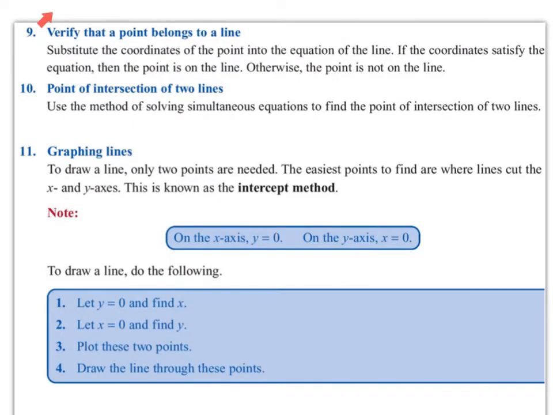9. Verify that a point belongs to the line. Substitute the coordinates of the point into the equation of the line. If the coordinates satisfy the equation, then the point is on the line. Otherwise, the point is not on the line. So basically, if you get equal to 0 when you sub in your x and y value, then the point is on the line.